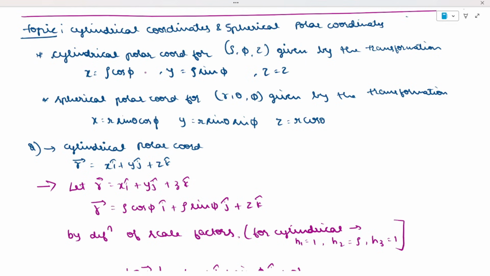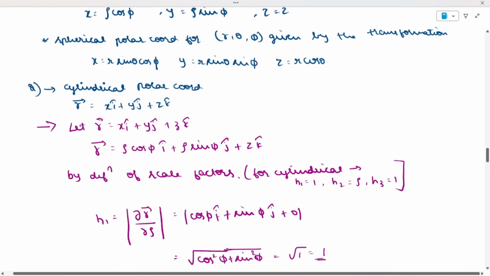Okay. Next, if we see cylindrical and spherical polar coordinates, see here for cylindrical you have to remember it is rho cos theta, rho sin theta, and z is equal to z. For spherical it is r sin theta cos phi, r sin theta sin phi, and r cos theta.